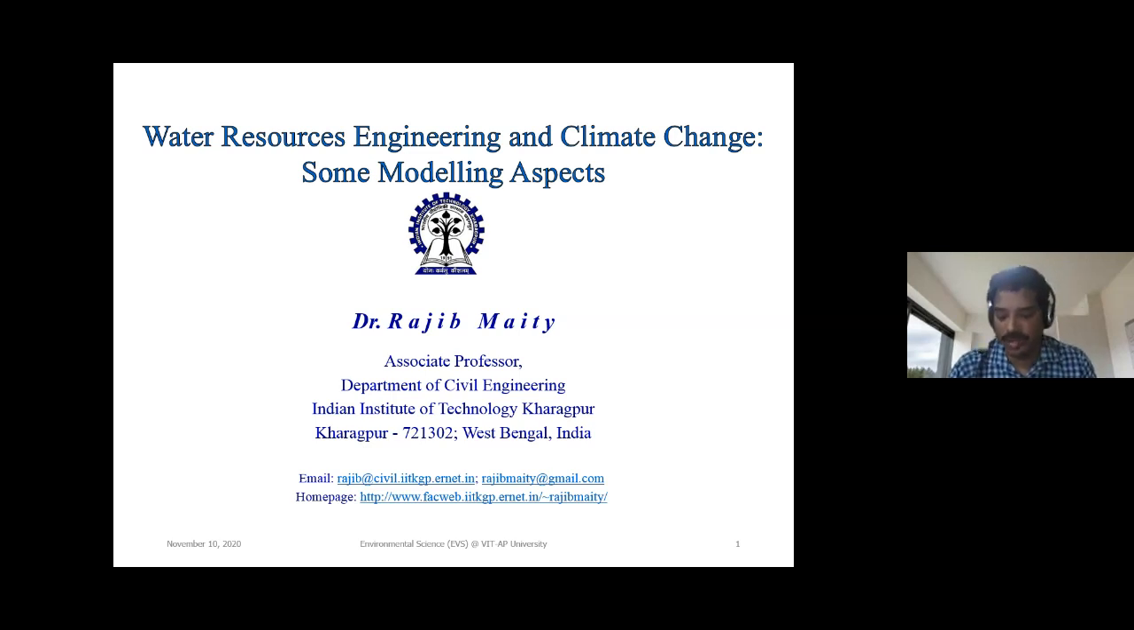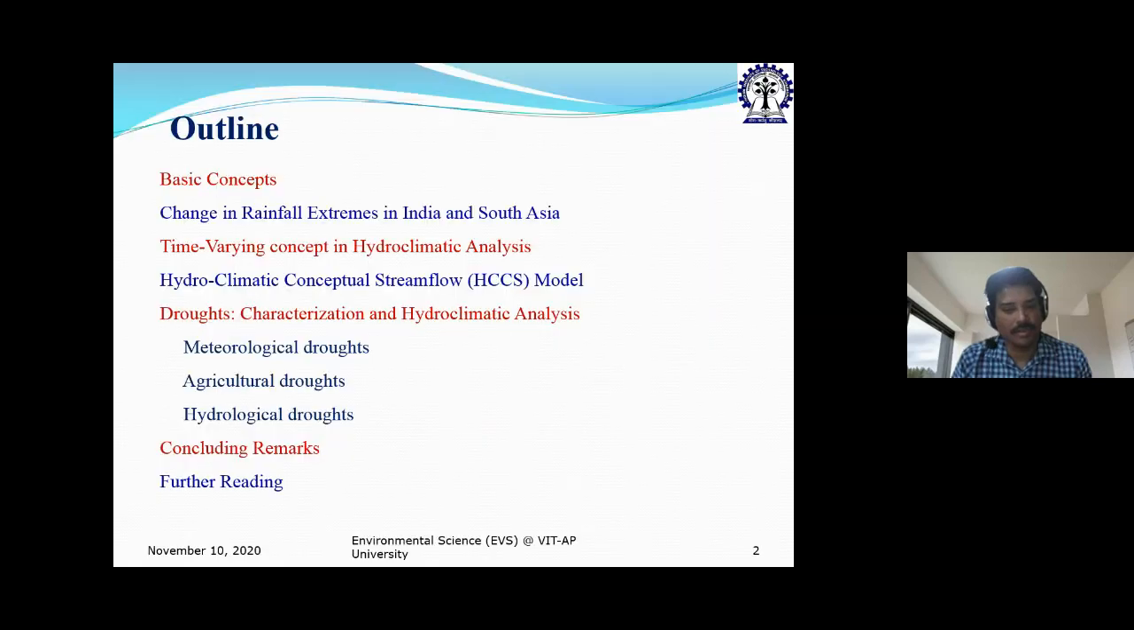So now I'm on slide number 2. I hope it has transitioned properly at your end also. This is the approximate outline that I will try to cover. I'll start with some of the basic concepts of this broad domain. Then I'll talk about the rainfall extremes that we have seen in the recent era, especially in cities, too much extreme rainfall that is happening, and the different changes, and I'll give you some outline.